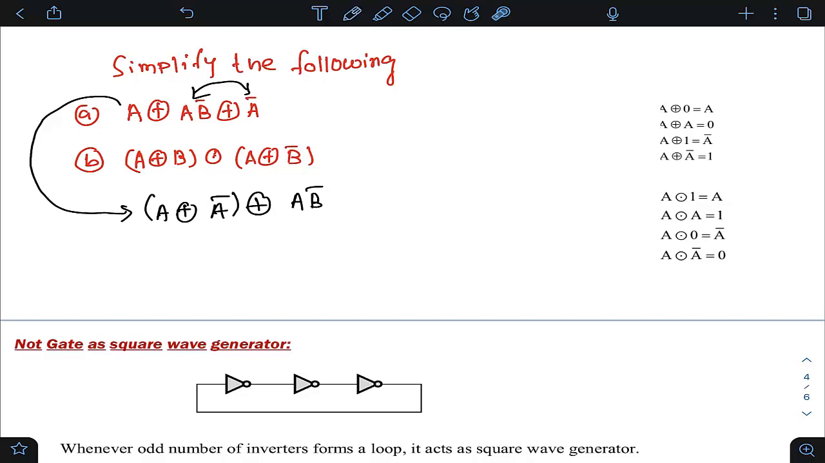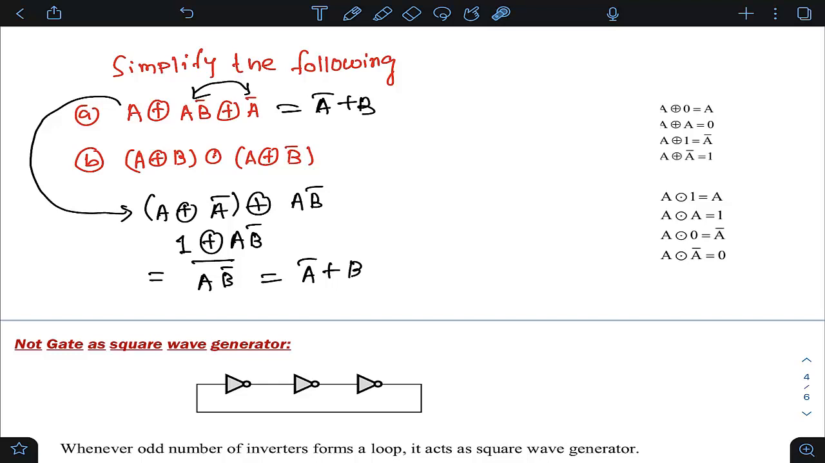Now what is A XOR A bar? A XOR A bar is 1, this property. So this is 1 XOR with AB bar. But what is 1 XOR with A? 1 XOR with A is A bar. So 1 XOR with AB bar will be the complement of AB bar. By De Morgan's law, if you split it, you get A bar plus B. So this answer is A bar plus B.